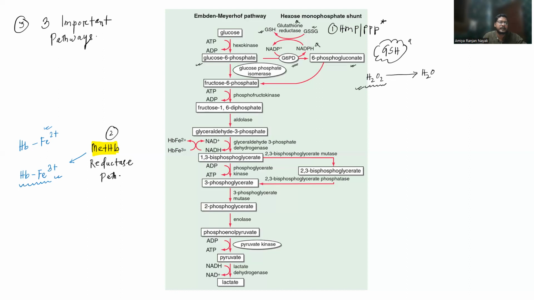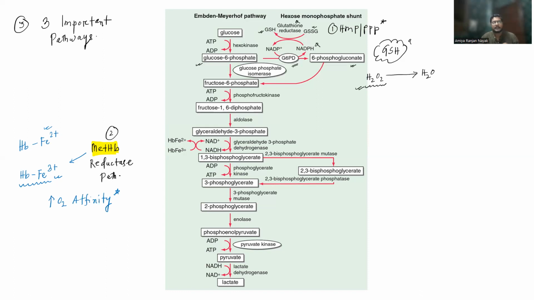Now, we do not want this methemoglobin. Why? Because methemoglobin has high oxygen affinity. That means the RBCs, if they contain methemoglobin, will have higher oxygen affinity. They will just carry the oxygen and will not release it to the tissues. So the normal function of RBC cannot happen, because increased oxygen affinity will not allow the RBCs to release oxygen to the tissues. That is why we do not want methemoglobin in our RBCs.